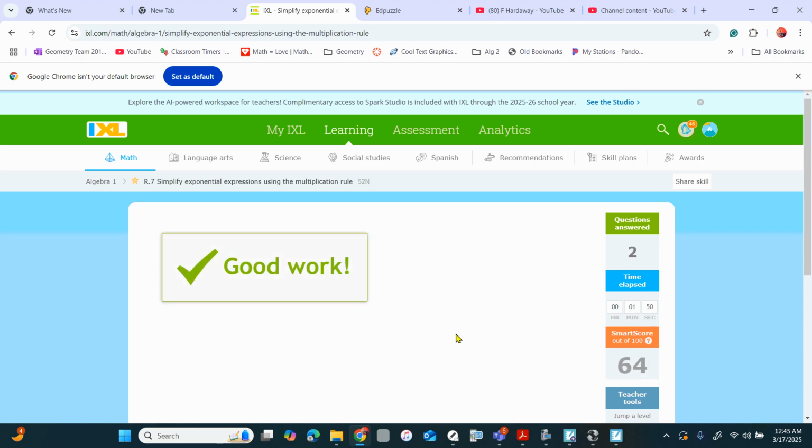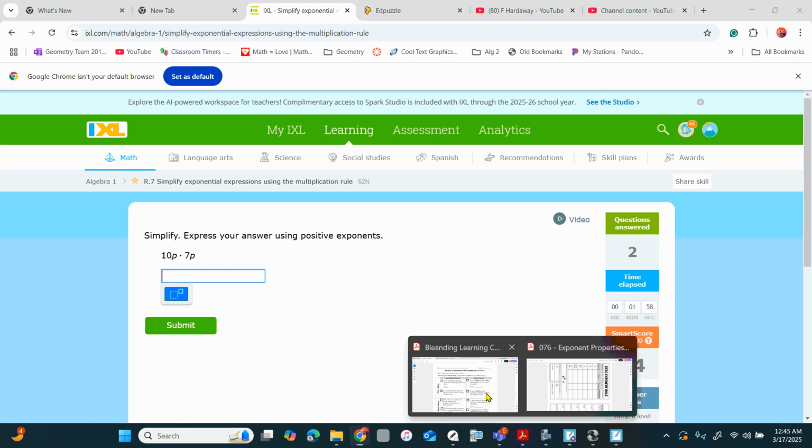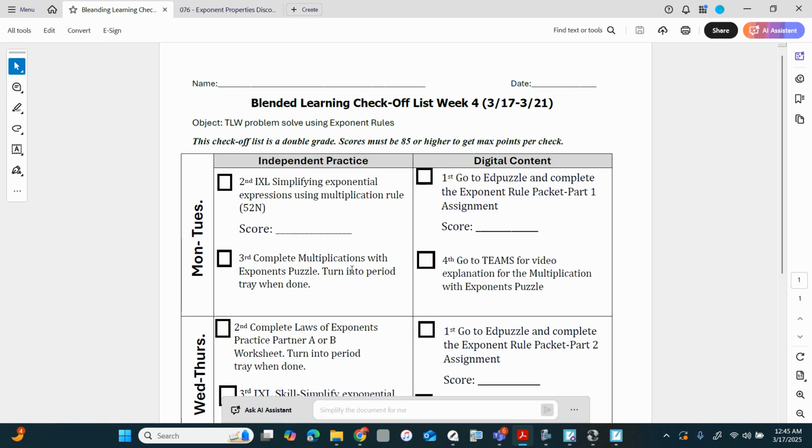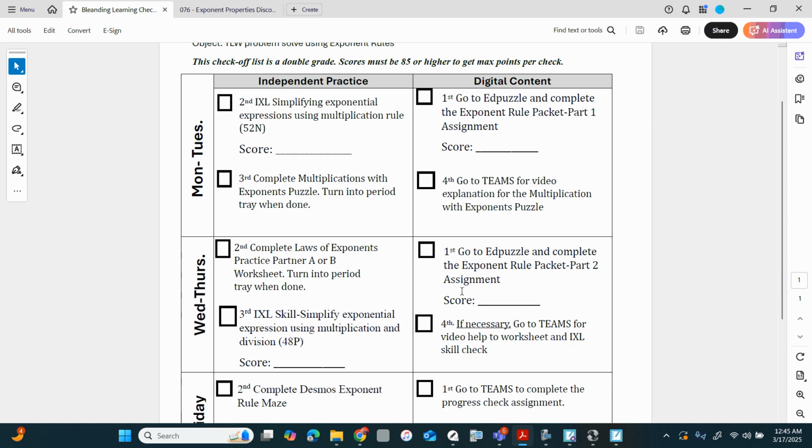And so the goal here is to get 85 to get max points, and then you can go on to the next one. So you should be following your checkoff list, guys, here. All right, this will be a grade. It'll be a double grade, and it will be checked weekly. Like if I'm not back by Wednesday, I will be coming up to get the work. So just make sure we get this done. All right, thanks.